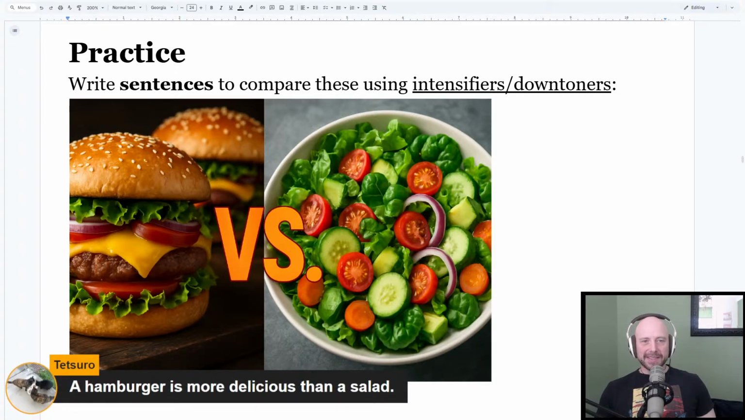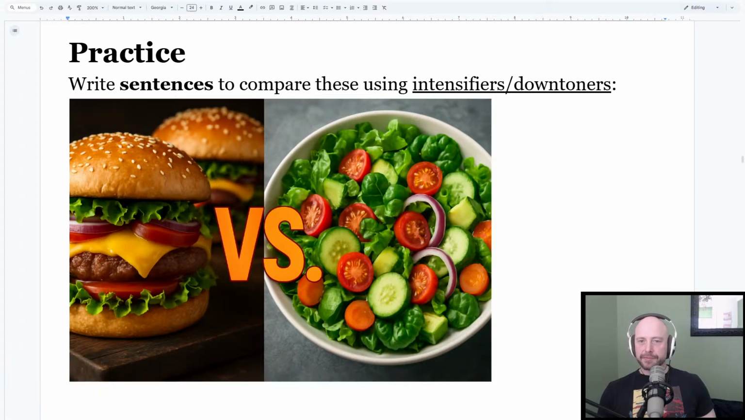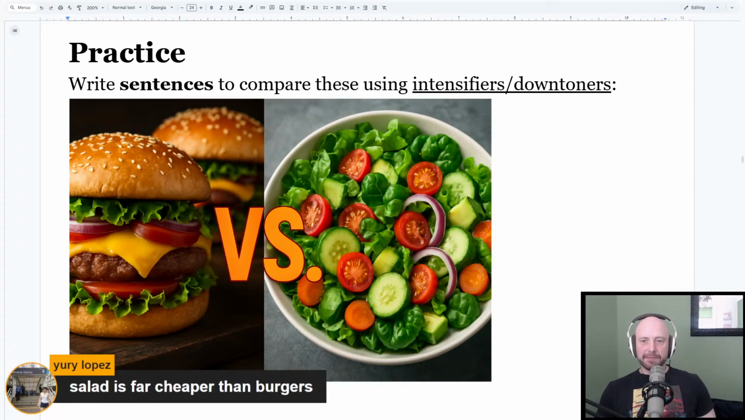Ah, Tetsuro, you're missing an intensifier. You said a hamburger is more delicious than a salad, but we need to have an intensifier just before the word more. So we say hamburgers are much more delicious than salads. Salads are far cheaper than burgers. Yes, I do believe that's true, Yuri.